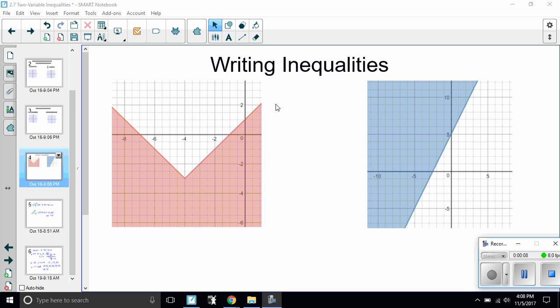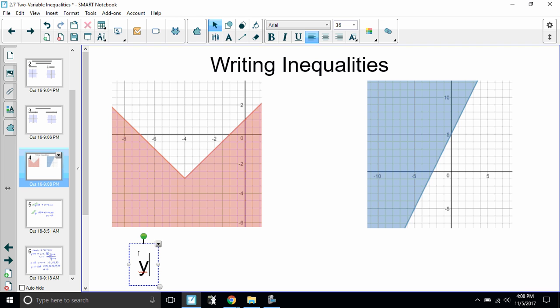First of all, I'm going to look and say, okay, this is clearly a V function, therefore it's an absolute value function. So remember, when we write absolute value equations, it's just a matter of identifying the slope and the vertex, and you can write any absolute value equation with that information.